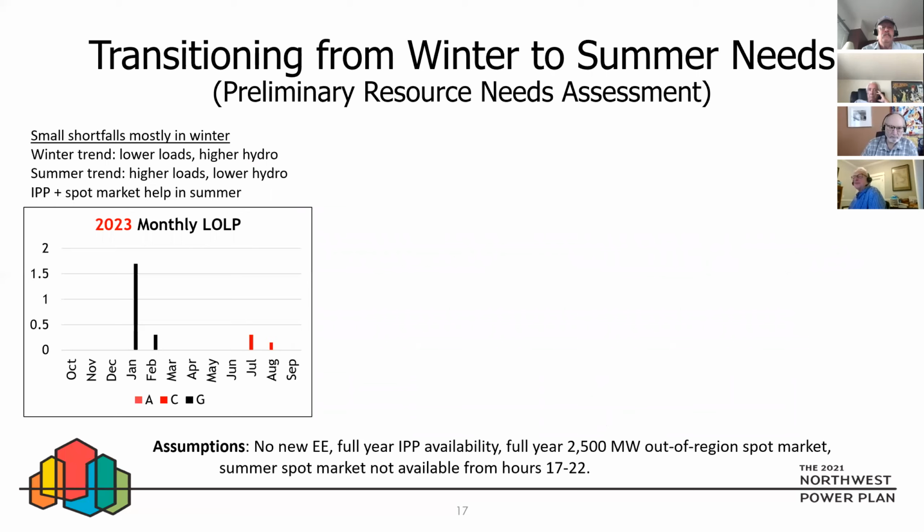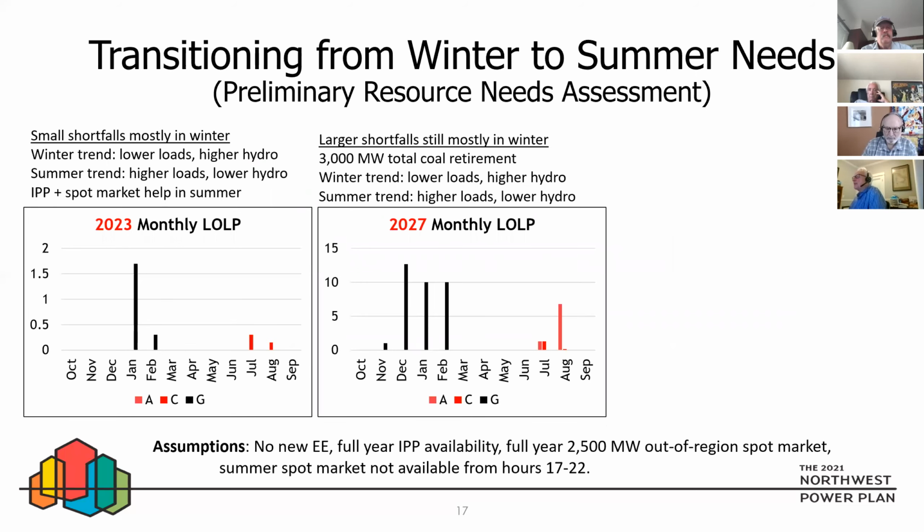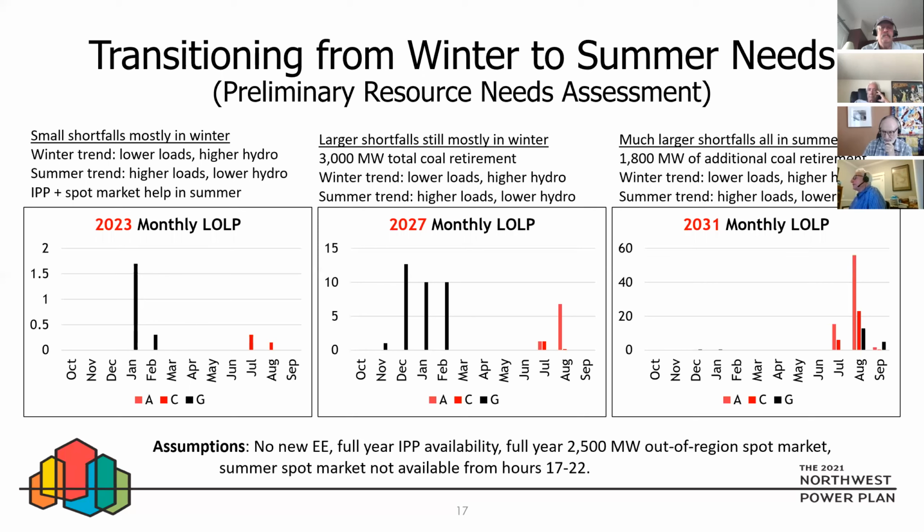Here we have a monthly distribution of loss of load probability for 2023. As you can see, most of the problems occur in winter, with a few in the summer. As we go through time and we lose more resource, the scale is different on these, by the way, if you notice. So we're getting more problems because we're not adding resources, we're taking them away. In 2027, we've lost 3,000 megawatts of coal. And so we're getting more winter problems and more summer problems. Then by 2031, they're all in summer.